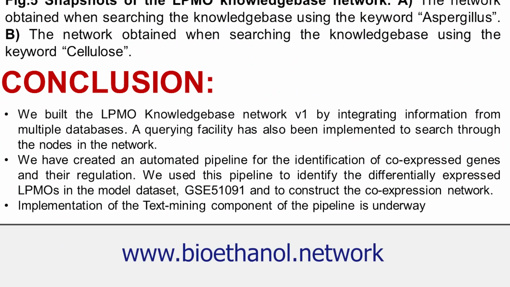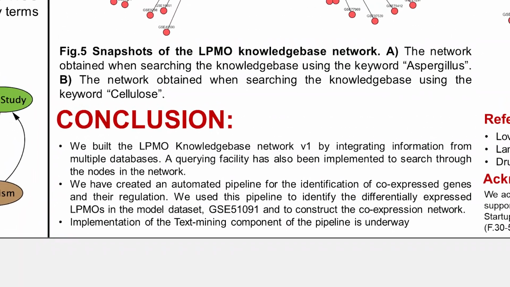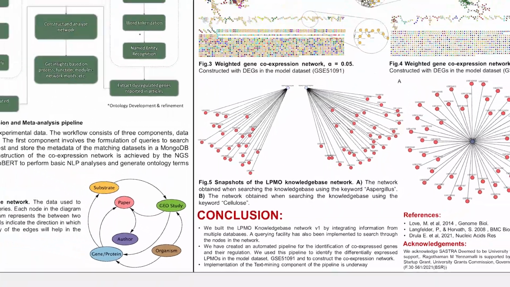The networks will be stored in the Neo4j graph database and made available as part of the LPMO knowledge base. Further, LPMO-specific ontology terms generated by the NLP component will help in predicting new relationships among the nodes in the network. As part of future work, this fungal knowledge base will be expanded by including multi-omics information from bacterial species too.